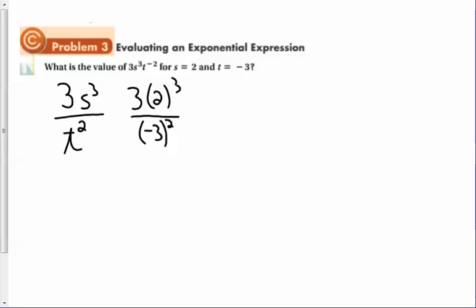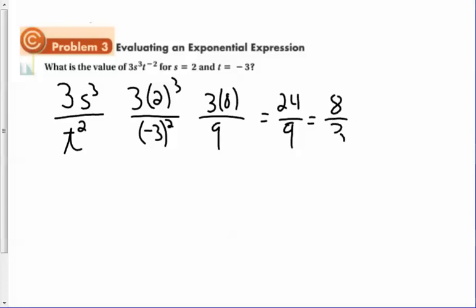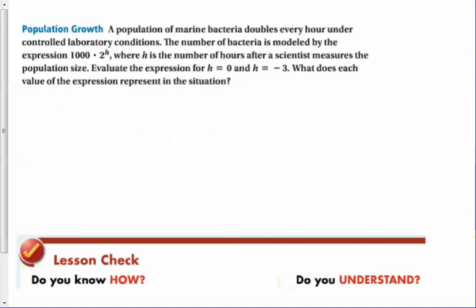So 2 cubed is 2 times 2 times 2, which is 8. So this is 3 times 8 over negative 3 squared, which is 9. So then this becomes 24 over 9. And when you simplify 24 over 9, I believe 3 goes into that. That's 8 over 3. Try the got it problem 3.